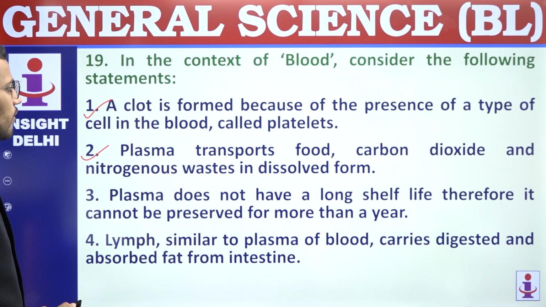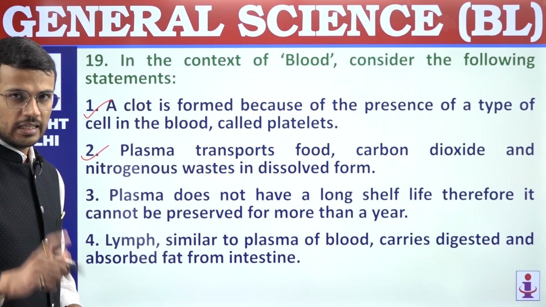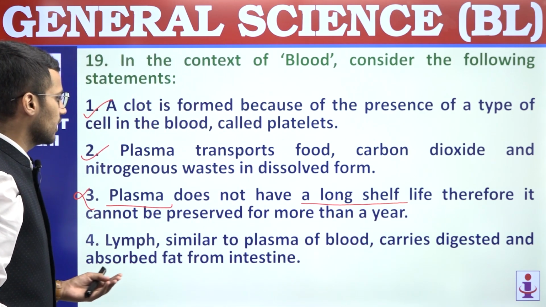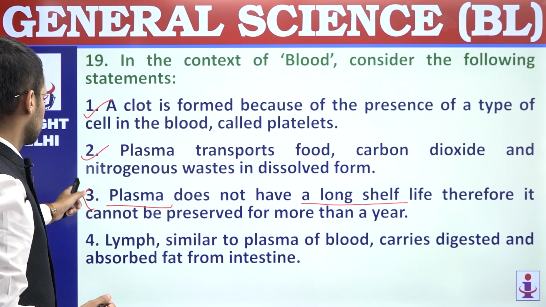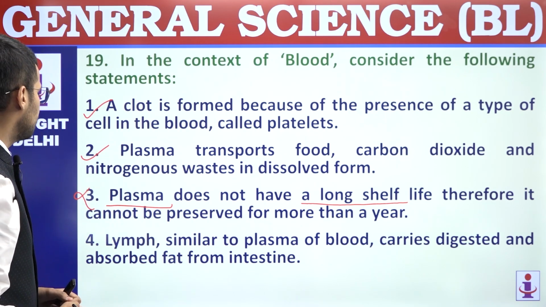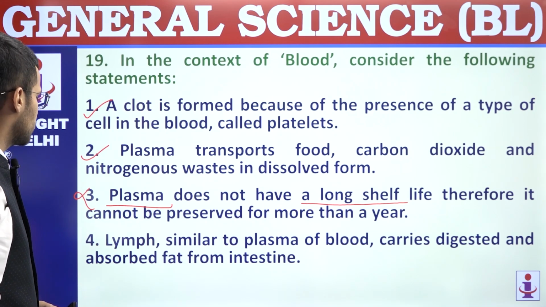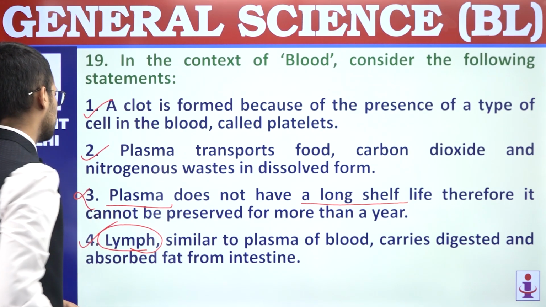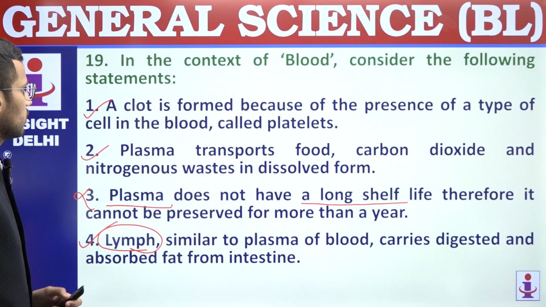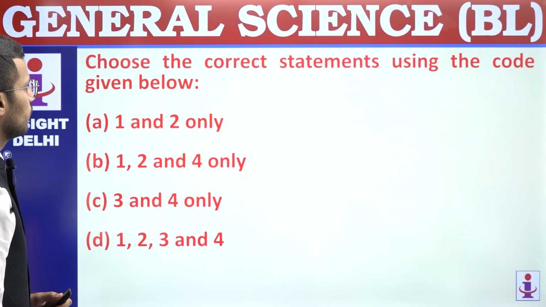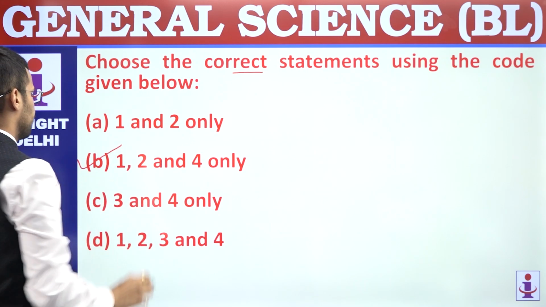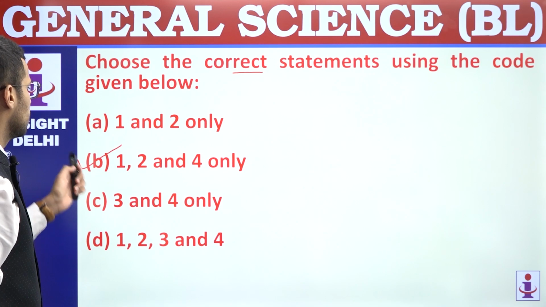Third, plasma does not have a long shelf life, therefore it cannot be preserved for more than a year. This statement is incorrect because plasma has a long shelf life, and that's why it can be preserved for more than a year, and thus third statement becomes incorrect. Fourth, lymph, similar to plasma of blood, carries digested and absorbed fat from intestine. So this statement regarding lymph is a correct statement. So 1, 2 and 4 statements are correct. Third statement is incorrect. We are supposed to find out correct statements only. Hence answer should be 1, 2 and 4 only. So question number 19, answer is B.